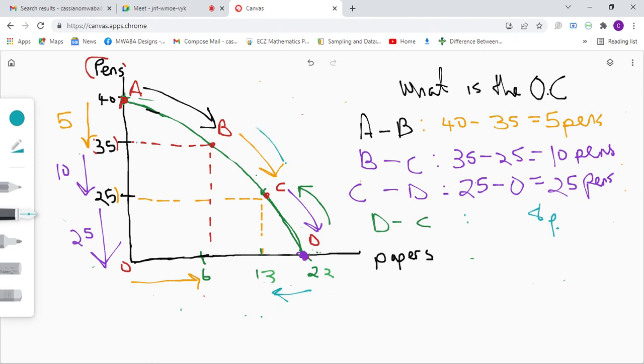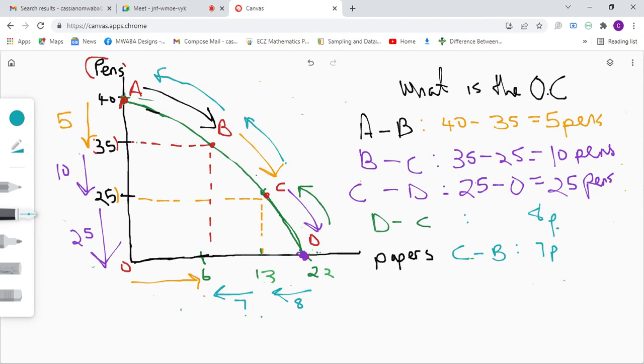Okay, 8 papers. Then we move from point C to B, and we're going to have to give up 13 minus 6, that is 7. So we're going to have to give up 7 papers. That's C to B, 7 papers.